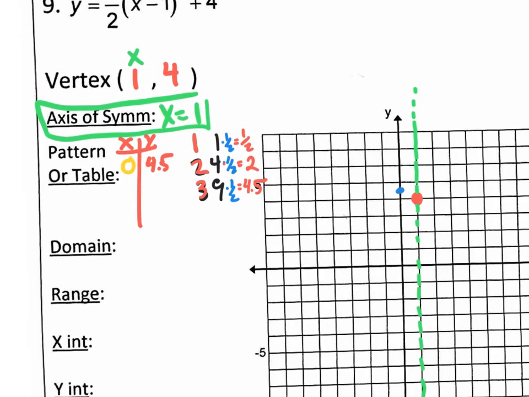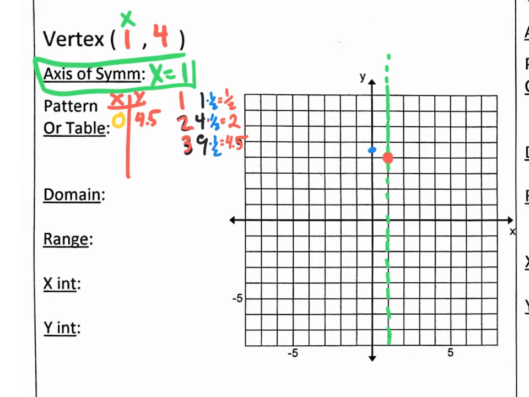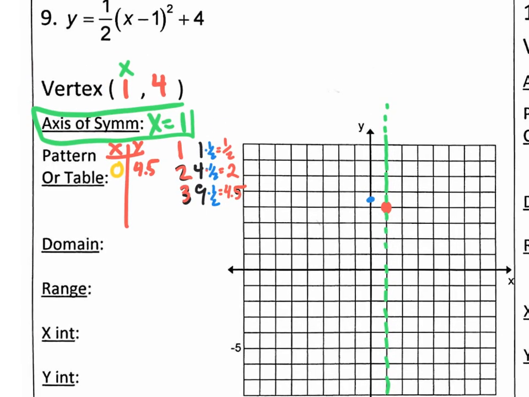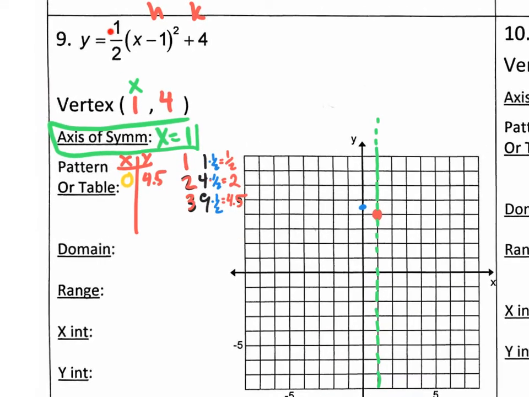So from my vertex, I'm going to go 1 over and then halfway up. I'm going up because the a value is positive. That's a positive 1/2 a value, so I'm going 1 over halfway up, and I put a dot right there. And then I go back to the vertex, and I'm going to go 2 over 2 up. So back to the vertex, 2 over 2 up, and put a dot right there.